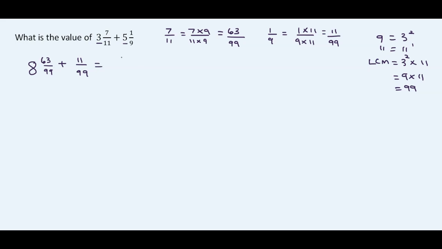So we still have 8 as our whole number. 99 is still our denominator. So we just add our numerators together. So this is going to give us 8 whole number, 74 over 99.